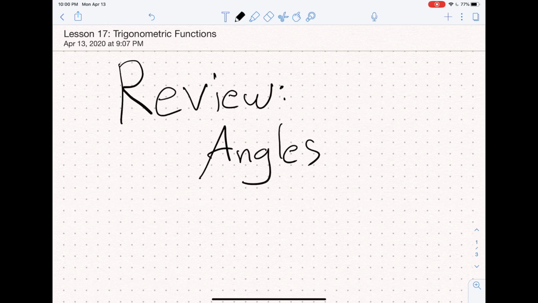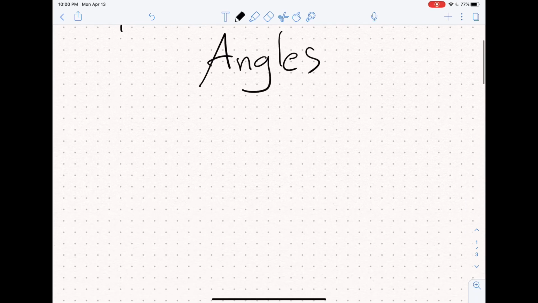And since the trig functions have to do with angles, we're going to begin by talking about angles. This is a review of angles, but I encourage you to follow along just to make sure that you have the basic knowledge that we need. So let's talk about angles.